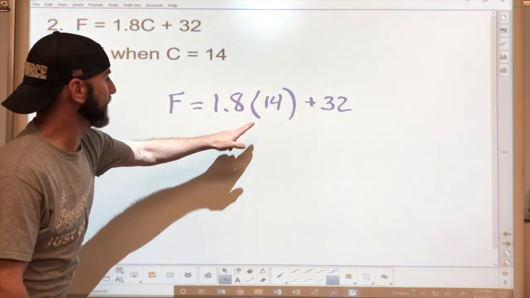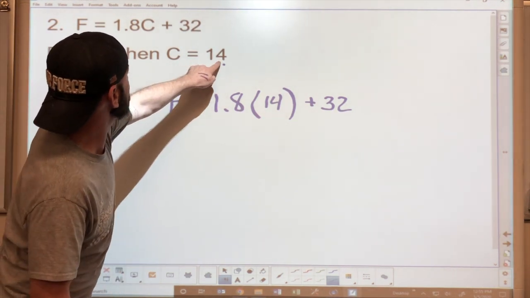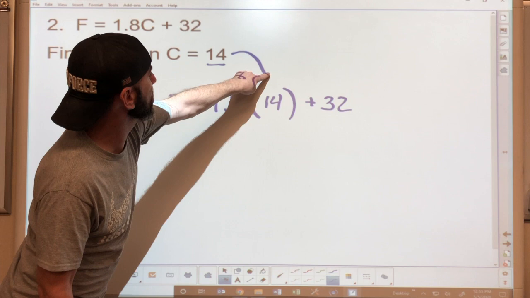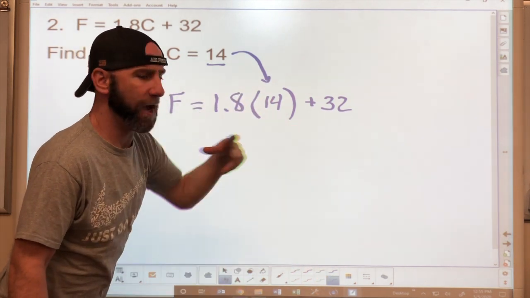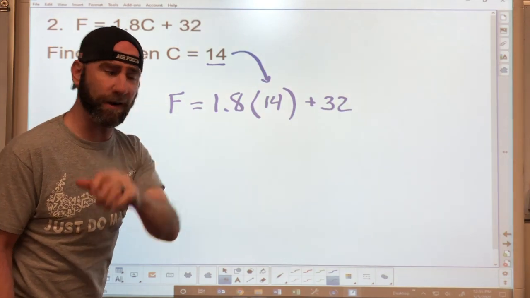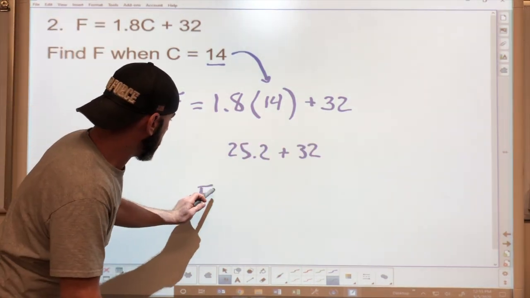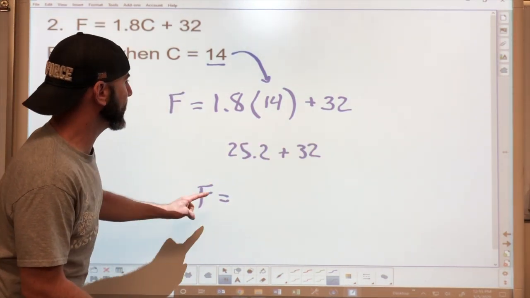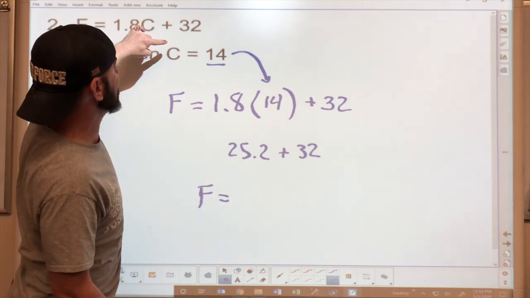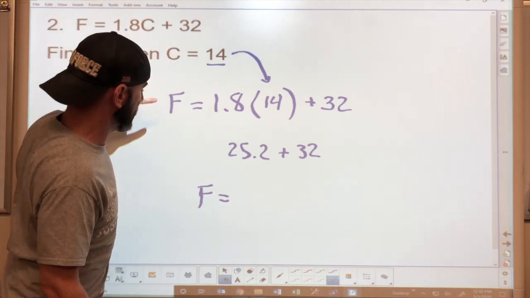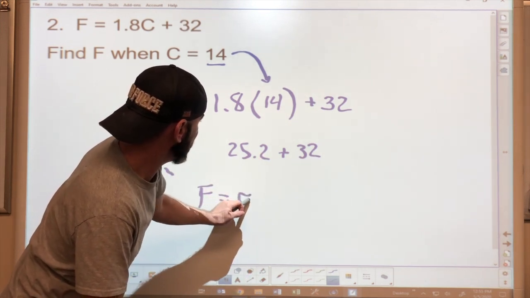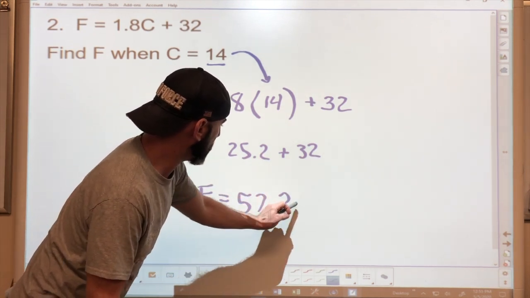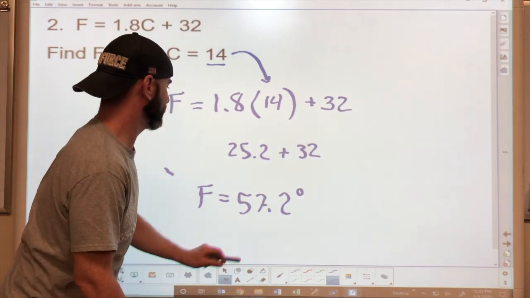You can see that I have substituted the 14 into C. Find the product here, then add 32, and you've converted from Celsius to Fahrenheit. The temperature in degrees Fahrenheit, if the temperature is 14 degrees Celsius, the Fahrenheit equivalent is going to be 57.2 degrees.